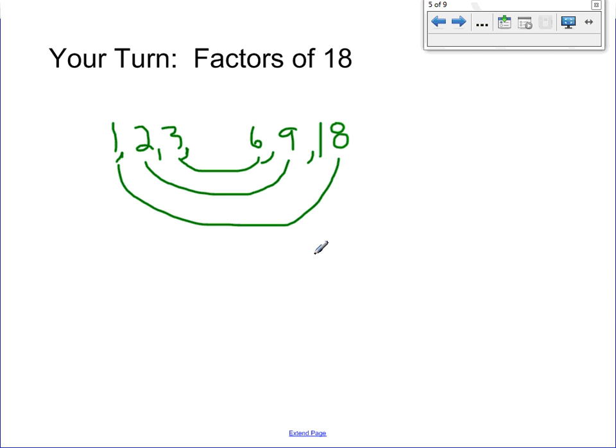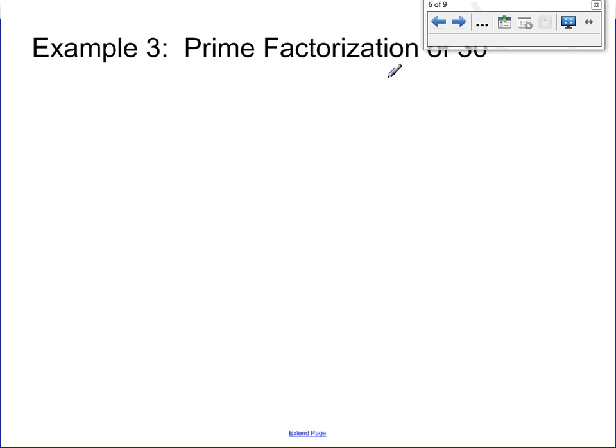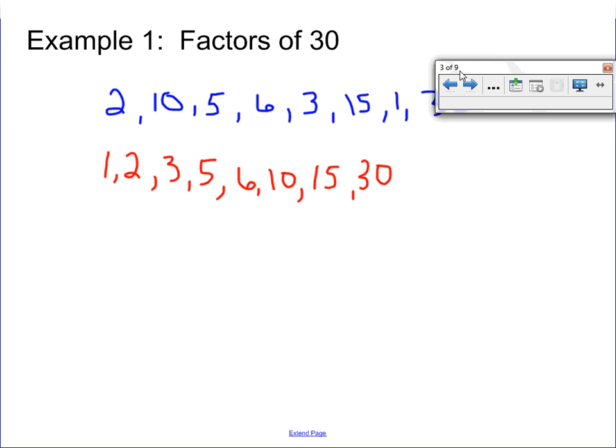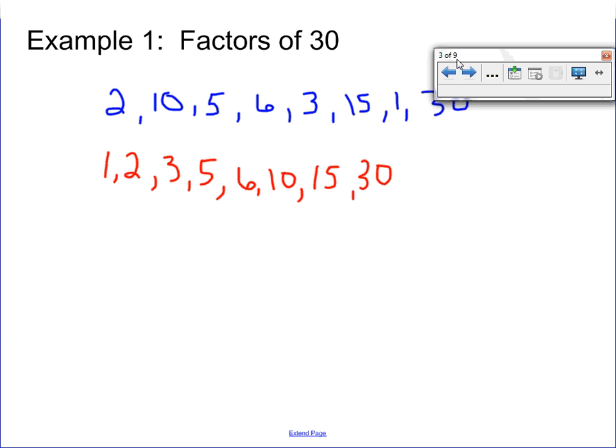Now that we understand how to make a list of factors, I want to be able to do prime factorization. I'm going to do the number 30 again because that seemed to work out well for us. And remember our factors of 30. We just said that 1, 2, 3, 5, 6, 10, 15, and 30 are all factors of 30.